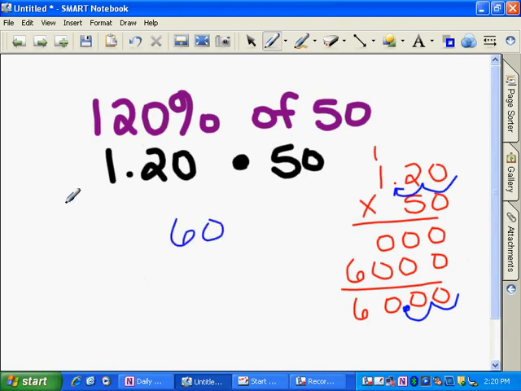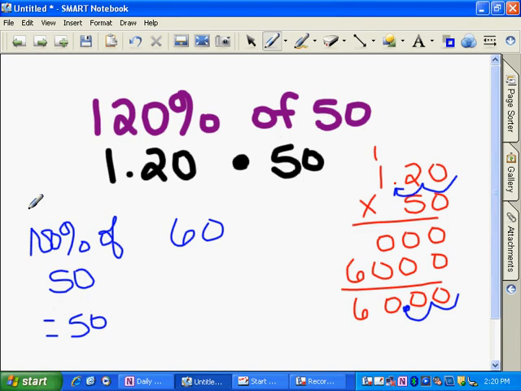And what I want you to realize is that 100% of 50 is 50. Okay, all of the number is 50. So if it's 120%, because you're talking about more than 100%, your answer is going to be higher than the original number that you started off with. So 120% of 50 is 60. And again, it's not 60%, it is simply 60.